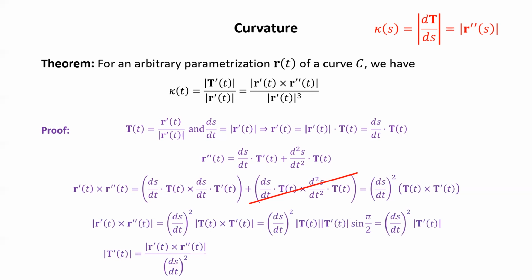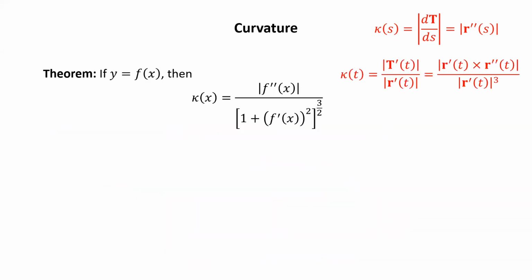Solving for the length of T prime of t, we get the length of that cross product divided by ds/dt squared. And remember from the beginning of the proof here that ds/dt can be replaced by the length of r prime of t. And finally, kappa of t is the length of T prime of t, which we just expressed in terms of r, divided by the length of r prime of t. So we get one more factor of the length of r prime of t in the denominator, giving us our result.